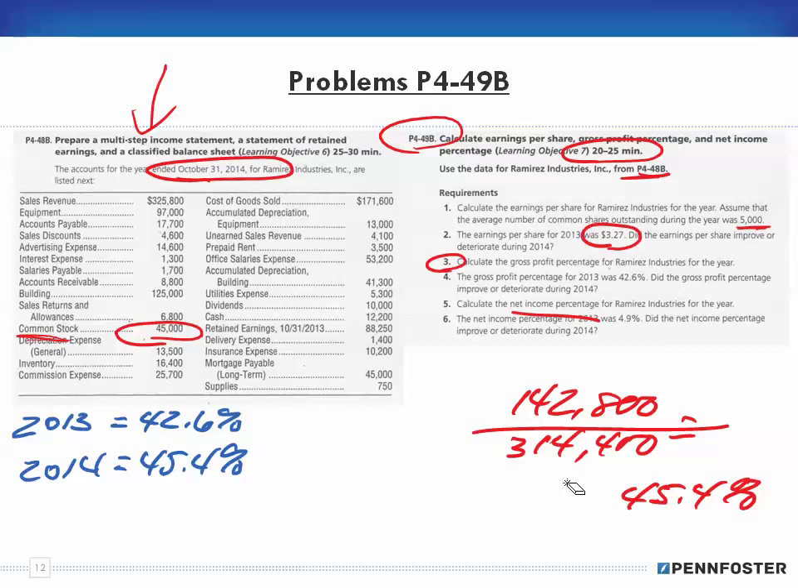If I was just looking at it in a vacuum, where I didn't have 2014 to compare, this is not going to tell me anything. All it's going to tell me is I have 142,000 to be able to spend on my selling and administrative expenses, but it doesn't tell me if this was an improvement over the previous year or the year before. You need to be able to compare it against something else.